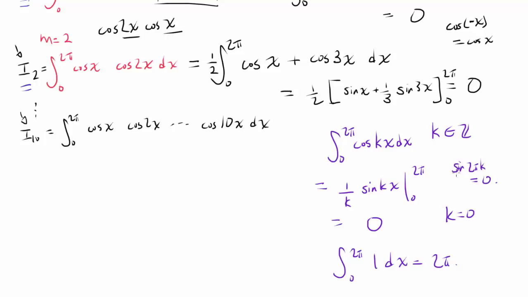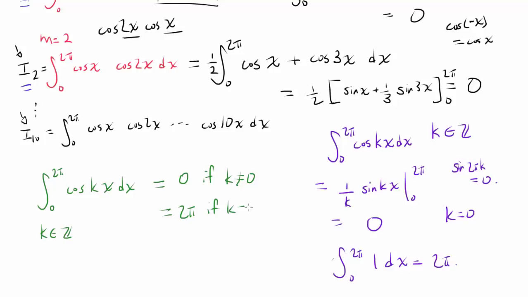Let me write this down, because this is so important. This is very, very important. So we know the integral from 0 to 2 pi of cosine of kx dx, for some integer k, is equal to 0 if k is not equal to 0, and is equal to 2 pi if k is equal to 0.